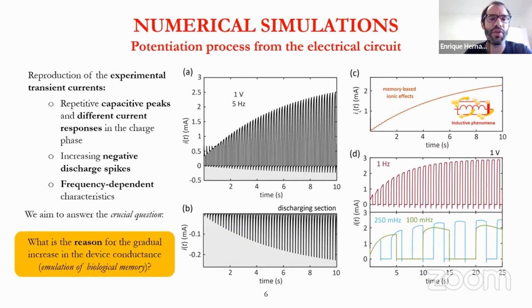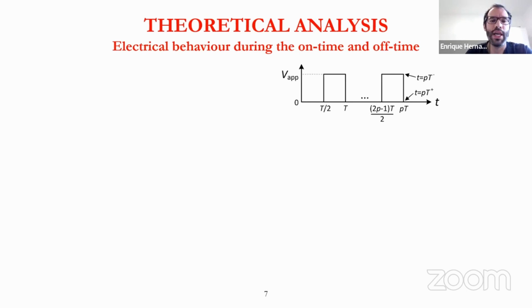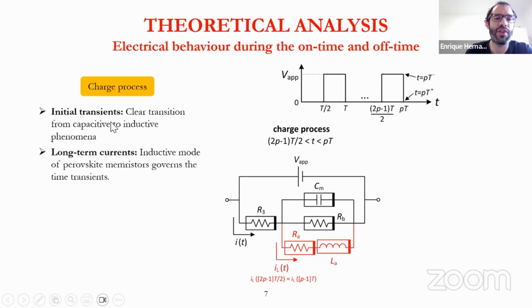Now, in the following slide, we are going to try to explain this concept from an electrical point of view, taking into account electrical circuits. In the charge processes, as we previously explained, it appears in the initial transient of this transition. At short time scales, the charging of the capacitor happens, and at long time scales, the rise in the current.